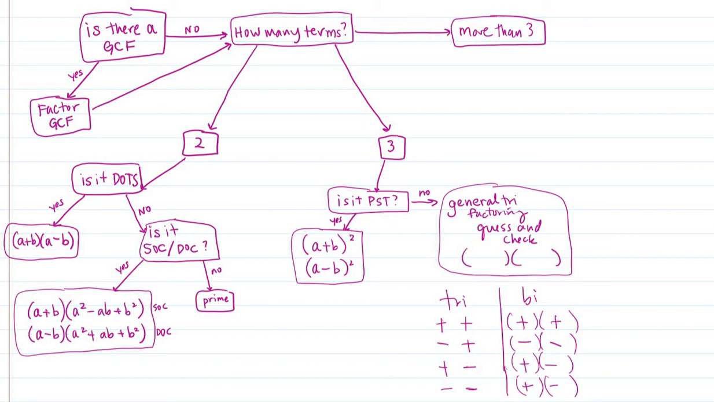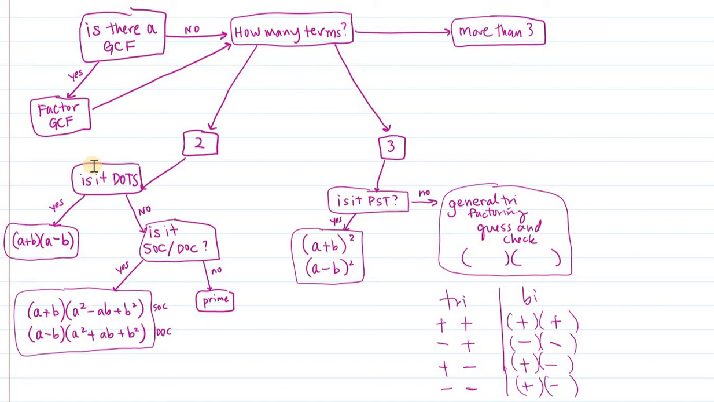If the answer is no, the next question you're going to ask yourself is how many terms. If there is a GCF, you factor out the GCF and then you return to this how many terms question. So the GCF is the first thing that you should do. Secondly, you ask yourself how many terms. And we're going to have three options here. There could be 2 terms, there could be 3 terms, or there could be more than 3, which we actually haven't talked about yet.